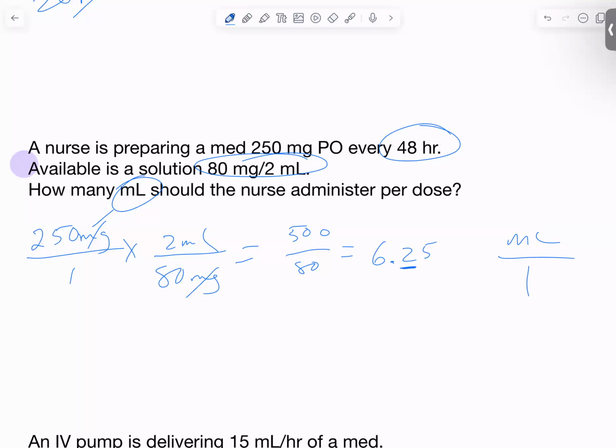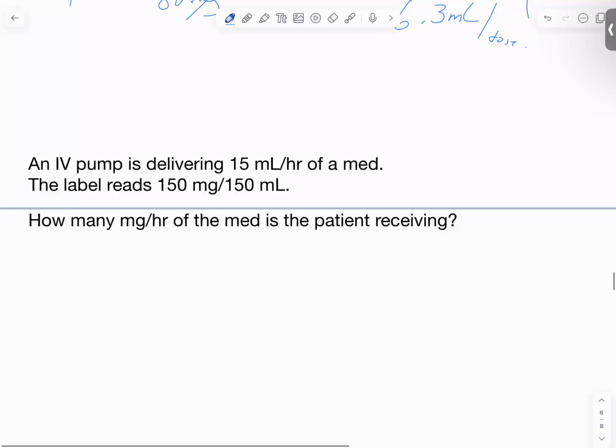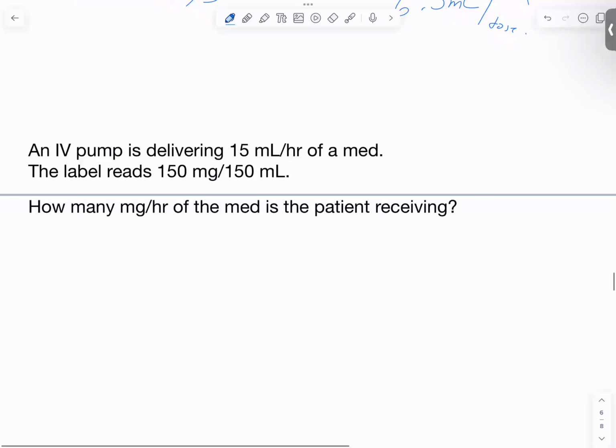One to 10, I round to the tenths. I look to the right of that spot. 5 and up, I round up. So it will be 6.3 milliliters every time I give that dose. Let's do one more. One more for you. Now, don't you all ditch me until I finish with you.